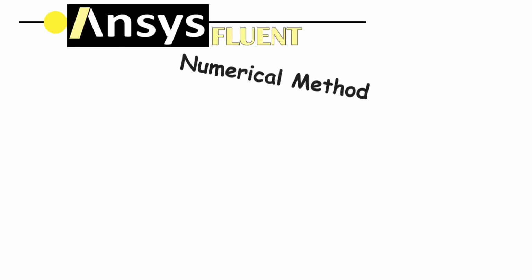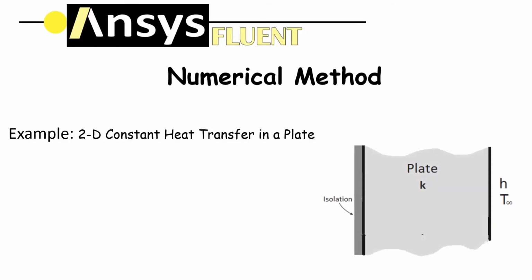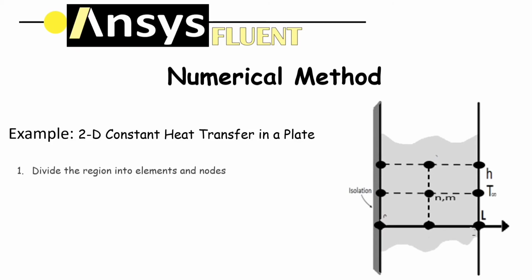To better understand the numerical method, let's consider an example. A simple example of two-dimensional steady heat transfer in a plate. Now divide the xy plane of the region into a rectangular mesh of nodal points spaced dx and dy apart in the x and y directions, respectively, and consider a general interior node as shown in the figure. In this example, for simplicity, we will consider only four elements.